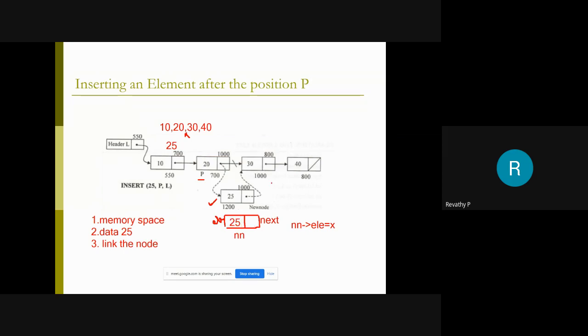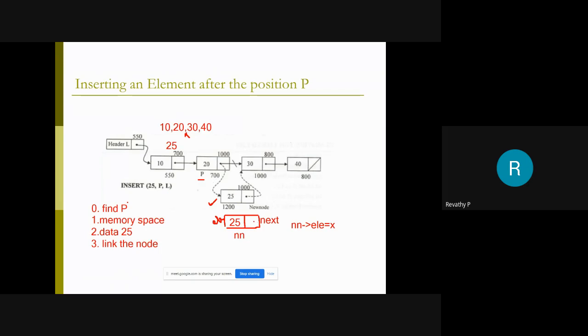Next, we need to link the node. We need to find the node after which we want to insert. Once I have located this node, if the given element is 20, then I need to find the address of this 20. That is going to be my first step: finding X, or finding P, the node after which you want to insert. So first we need to find P, and if P is already given in the problem, then you can directly go for inserting the element.